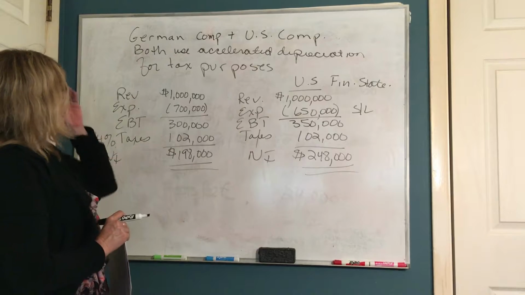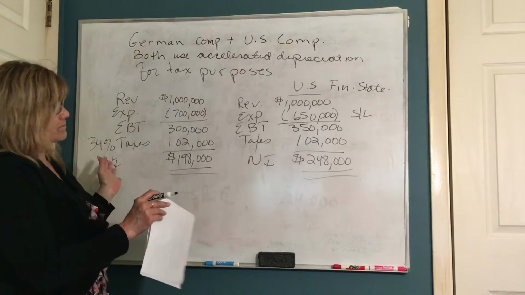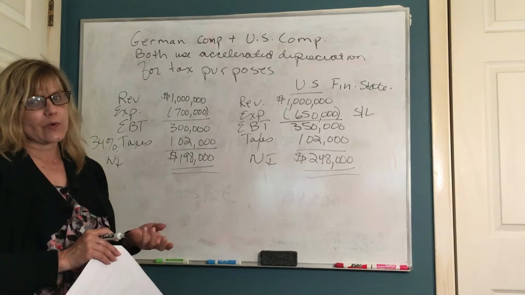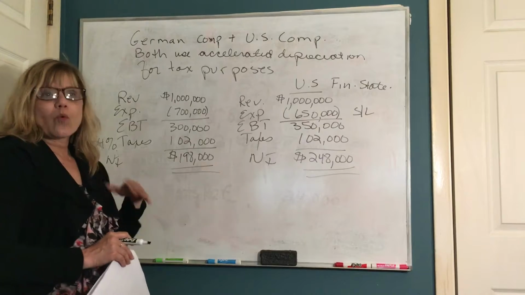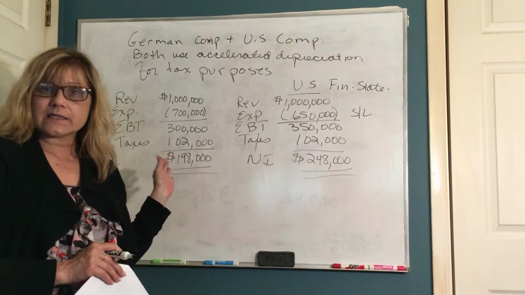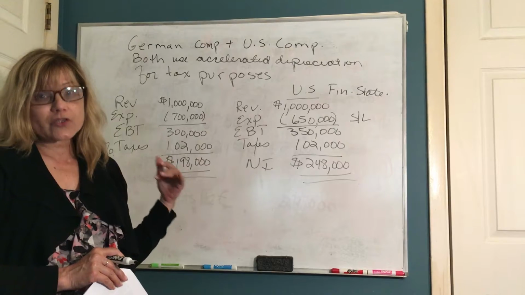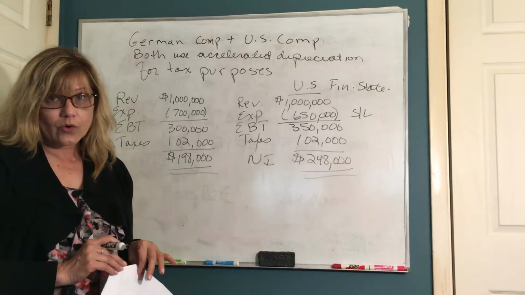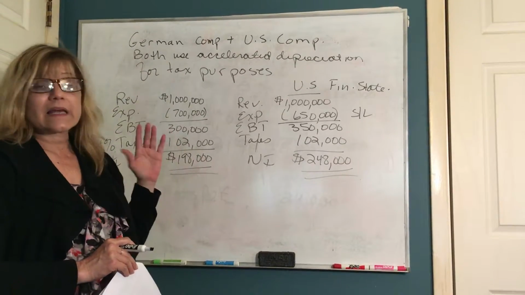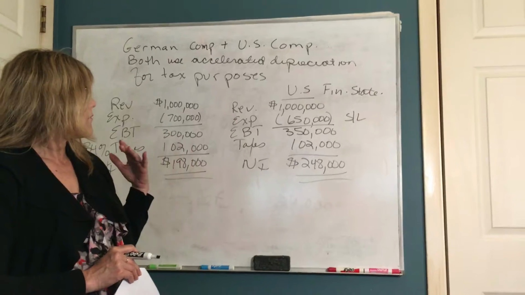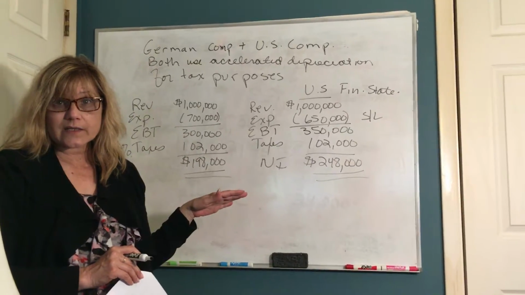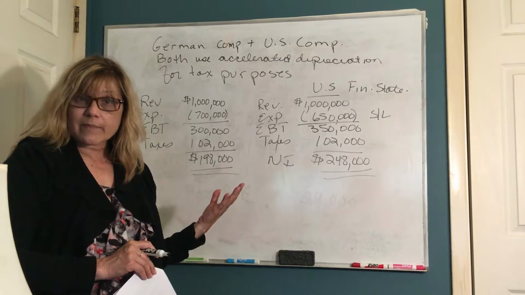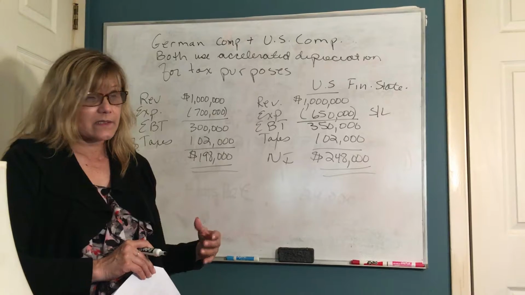So let's say, for purposes of these financial statements, one company is a German company and one is a US company. In Germany, whatever you use for your income taxes as far as depreciation goes, you must also use in your financial statements. However, in the United States, we have different rules. You can use an accelerated method for determining your depreciation in your tax return, and you can use the straight line method in your financial statements.